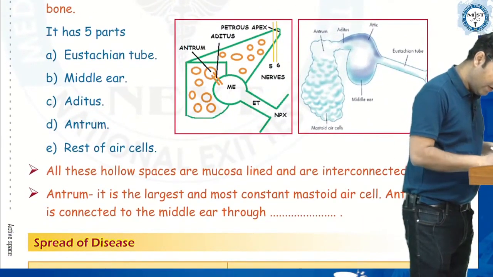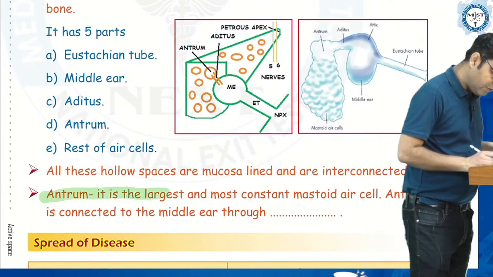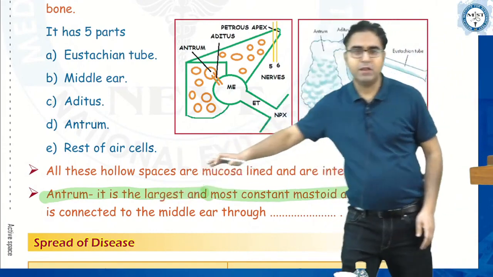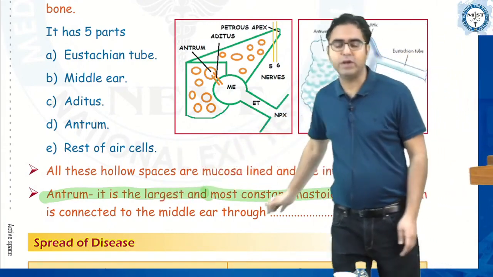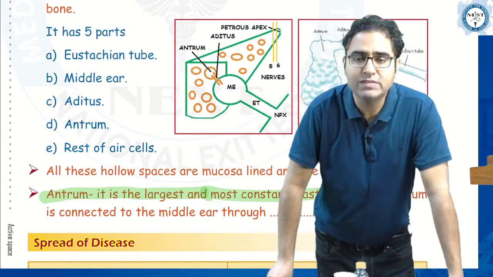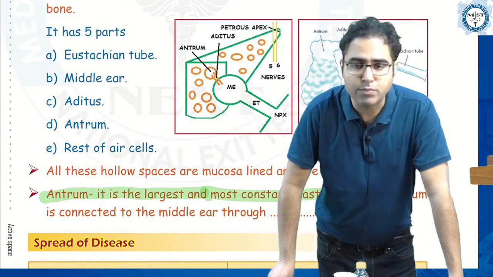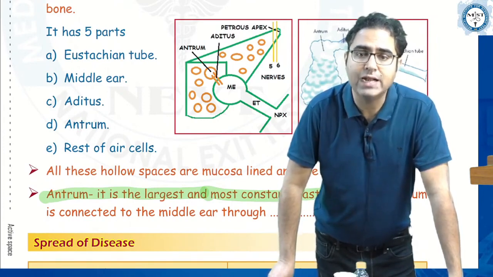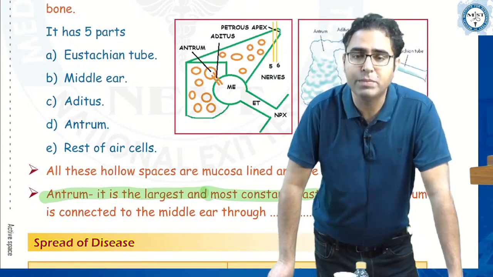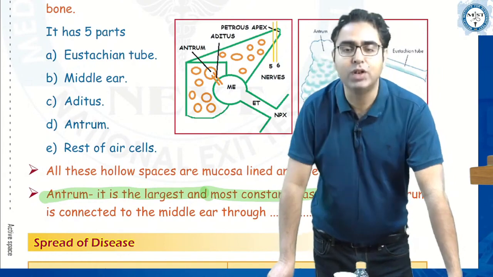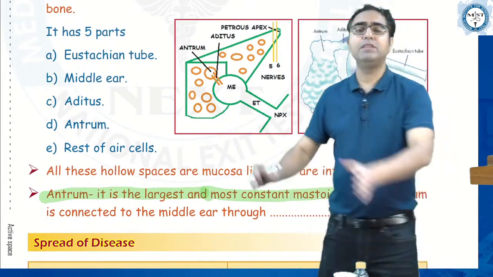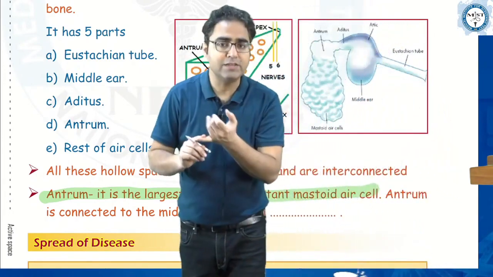Antrum is the largest and most constant mastoid air cell. Look at the line. Yesterday, in the ethmoid bone, we said that there is one anterior ethmoid air cell which is constant and the largest, and we call it BE. What was BE? Bulla ethmoidalis.